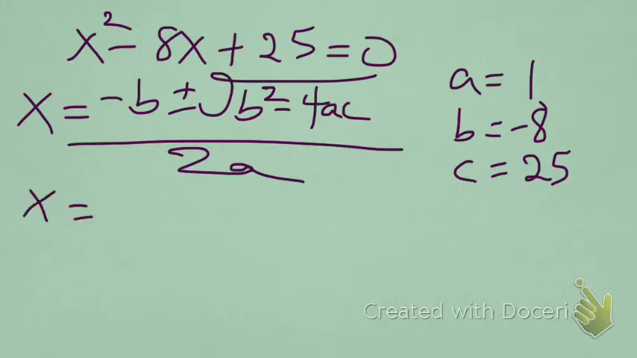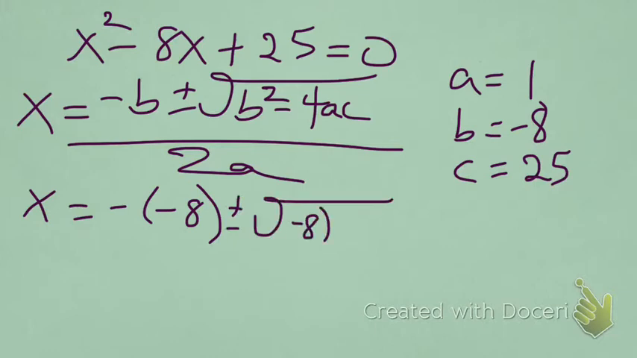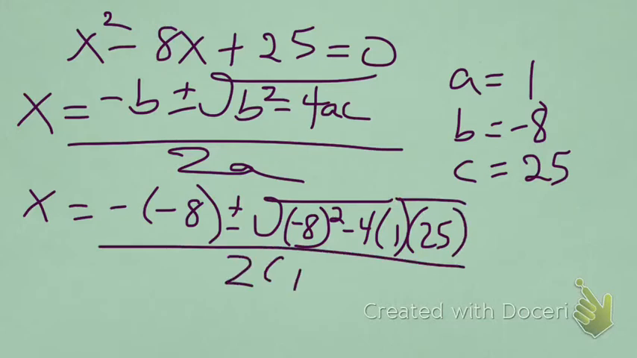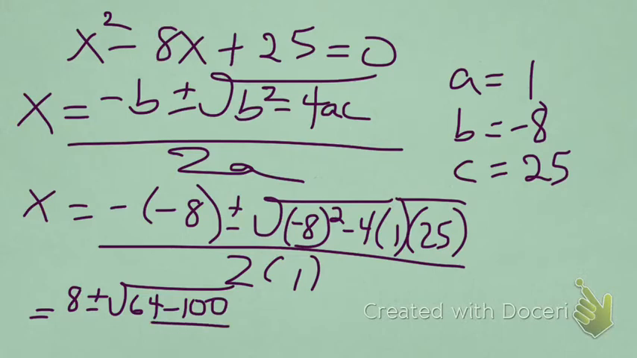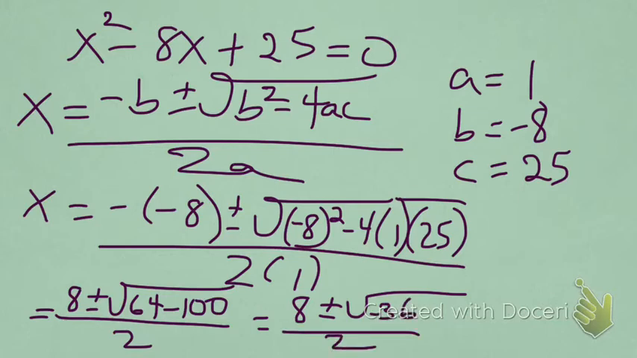So, x is going to be the opposite of negative 8, plus or minus the square root of the square of negative 8, take away 4 times a times c, and it's all over 2 times a. Let's clean that up. That is 8 plus or minus 64, take away 100, all over 2. That's the same as 8 plus or minus the square root of negative 36, all over 2, which is 8 plus or minus 6i, all over 2.